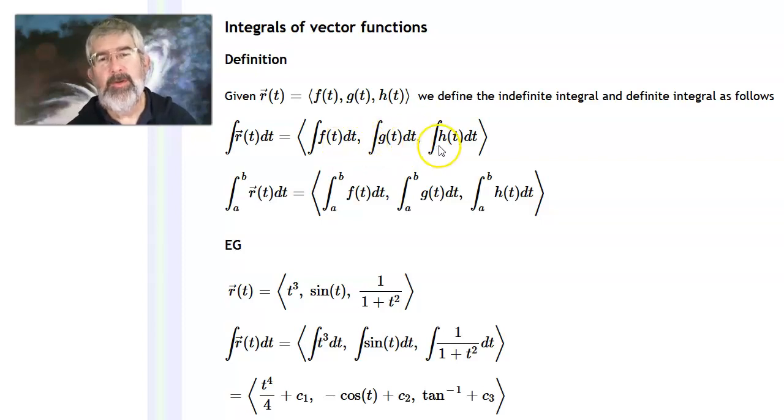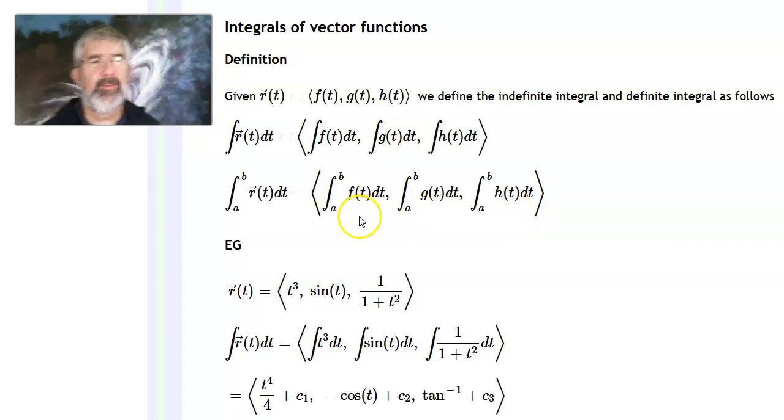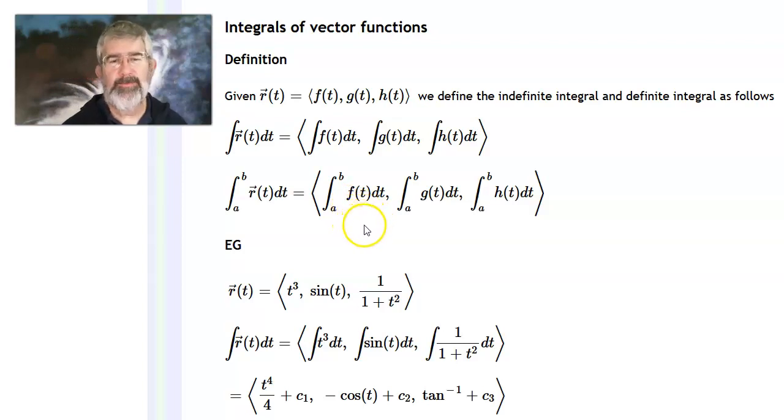Now notice when you do an antiderivative, you'll have plus c's. You'll have a plus c here, a plus c there, and a plus c on this one. So they might be three different constants. Anyway, and then the definite integral from a to b of r(t) dt is: integrate each of the three pieces, plug in the two endpoints and subtract, right? I mean, this is the way we did definite integrals in Calc 2.